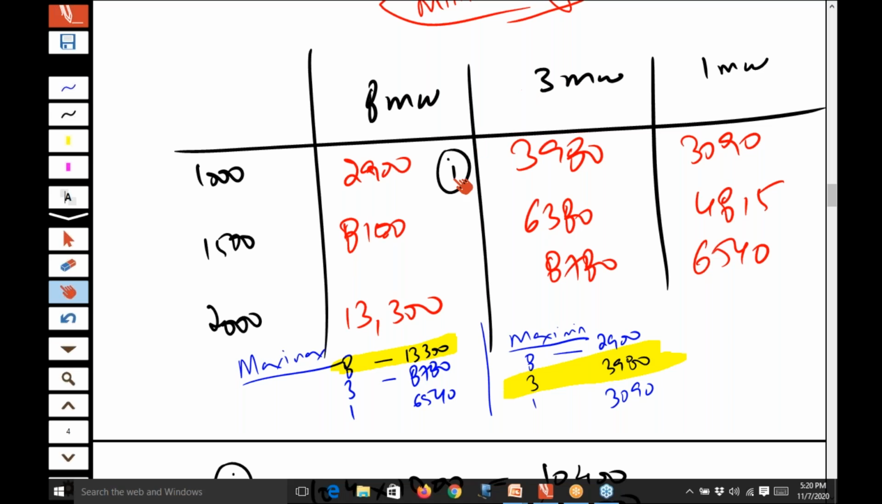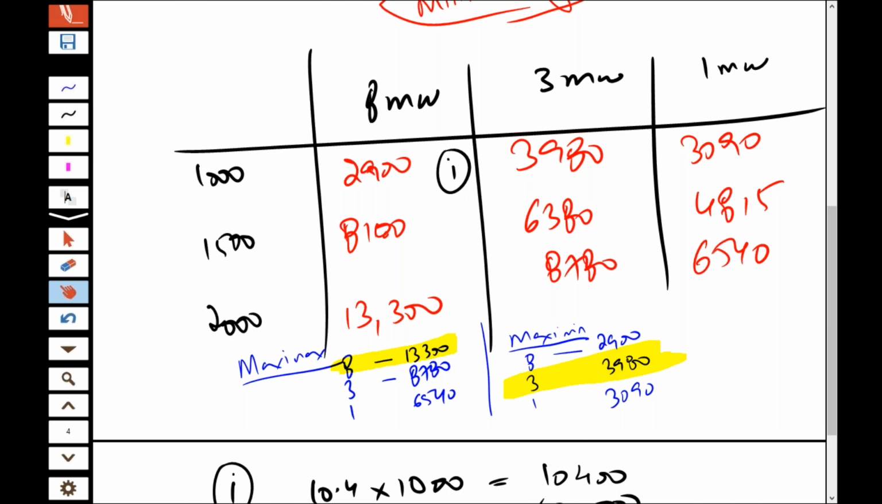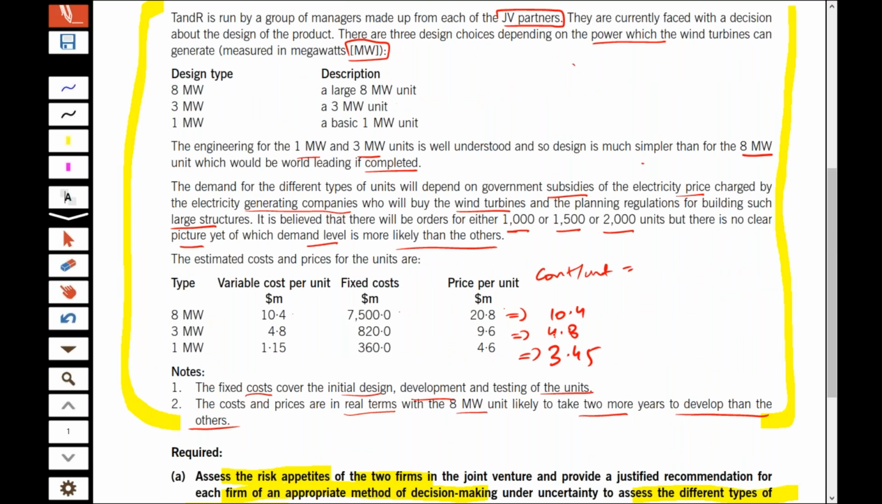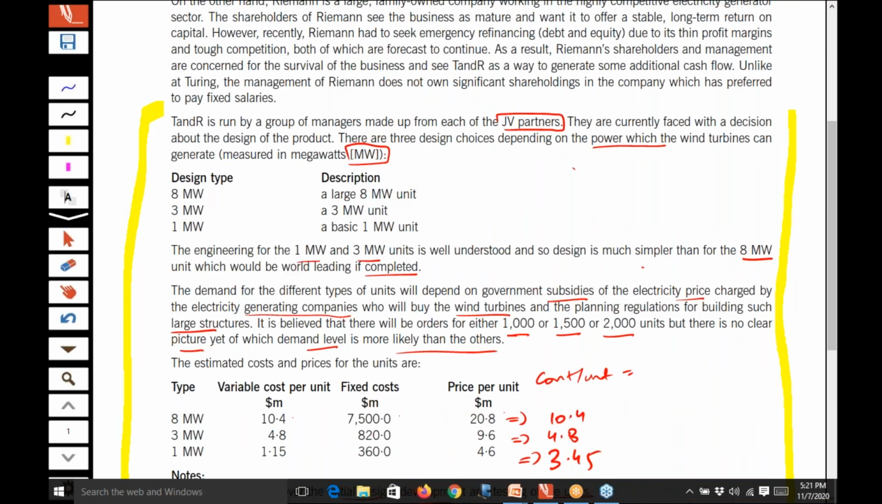Okay, let's move a bit forward. Now, the requirement of this question is, it says, evaluate the choice of turbine design types using your recommended method from part A above. Next, discuss the problems encountered in managing performance in a joint venture such as T&R. Now let's start discussing and going through the question.